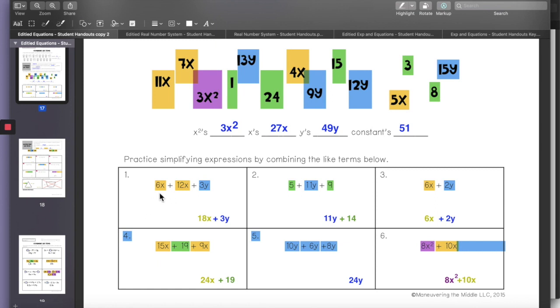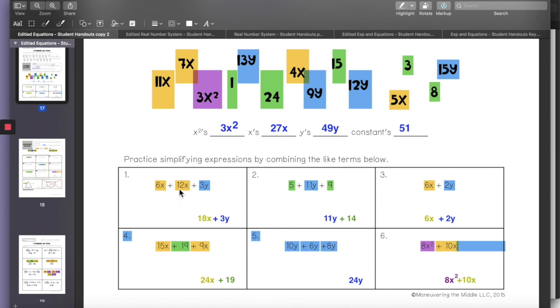So for number 1, I'm going to give you another example. I highlighted the ones that are like terms, just like in the top. And the ones in blue here are just different. They have different variables. So 3y is different than the other two because y is a unique variable. It is not the same as x.